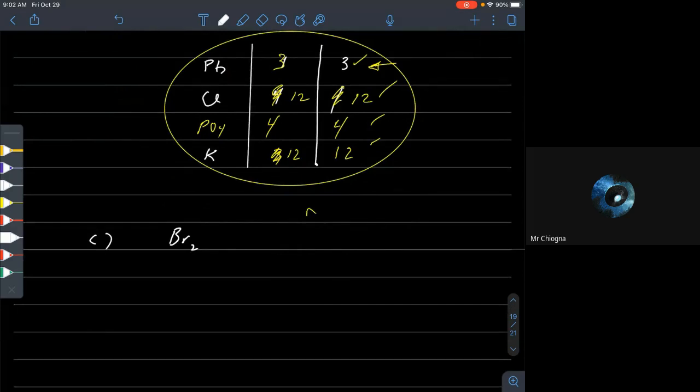Br2, notice it's a Br2, not a Br. They come in pairs. Fe, I2, or excuse me, I3, produces... notice iodine when it's by itself comes in pairs. It's I2.